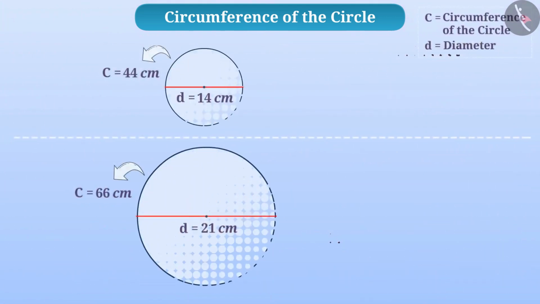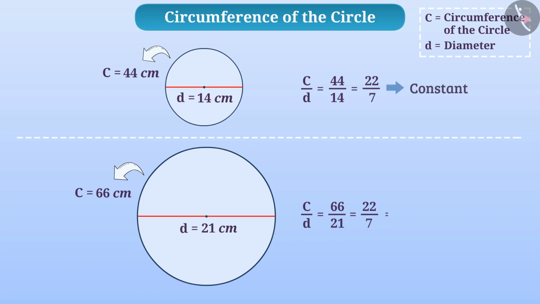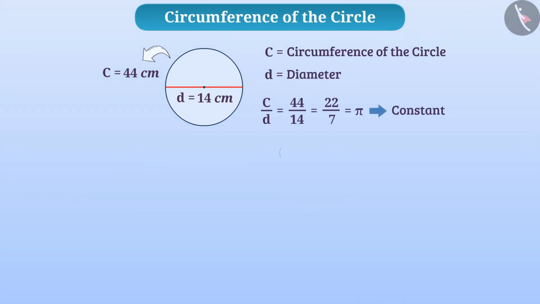There is an interesting relationship between the diameter and the circumference of the circle. If we find the ratio of the circumference of any circle to its diameter, then in each case it is 22/7. This ratio is constant, which is represented by pi. In decimal, pi, 22/7, is approximately equal to 3.14, which shows that the circumference of the circle is more than 3 times the diameter.